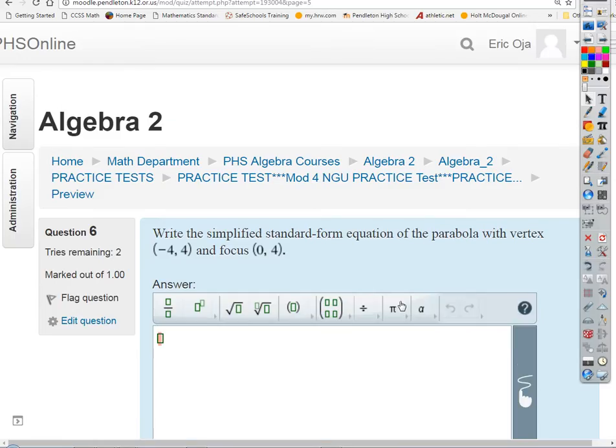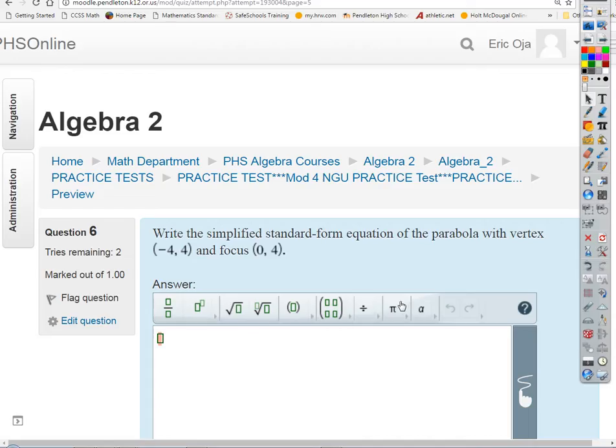Okay, so now we're onto the parabola stuff, right? We want to write the simplified standard form equation of the parabola with a vertex at -4, 4 and a focus at 0, 4. This is a little bit different question than I've given you before. I made it a little bit easier, right?